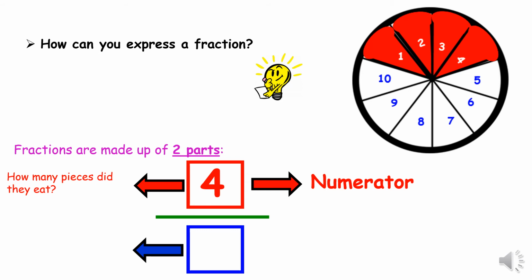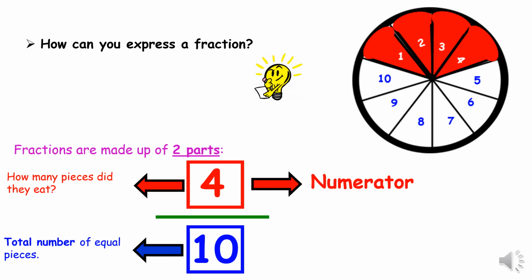Now let's go down. What's the number down? It's the total number of pieces. The total number of the parts. The shaded and not shaded. The eaten and not eaten. All of them together. What's the total number of pieces? 10. So the fraction is 4 out of 10.